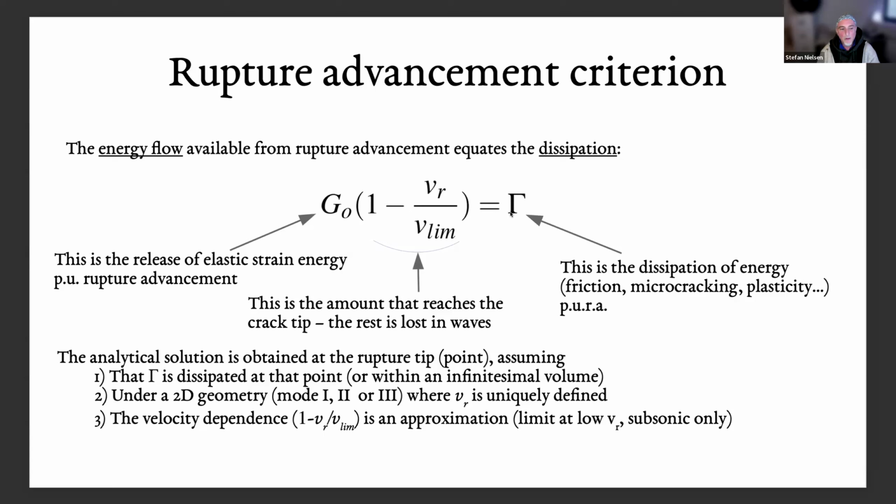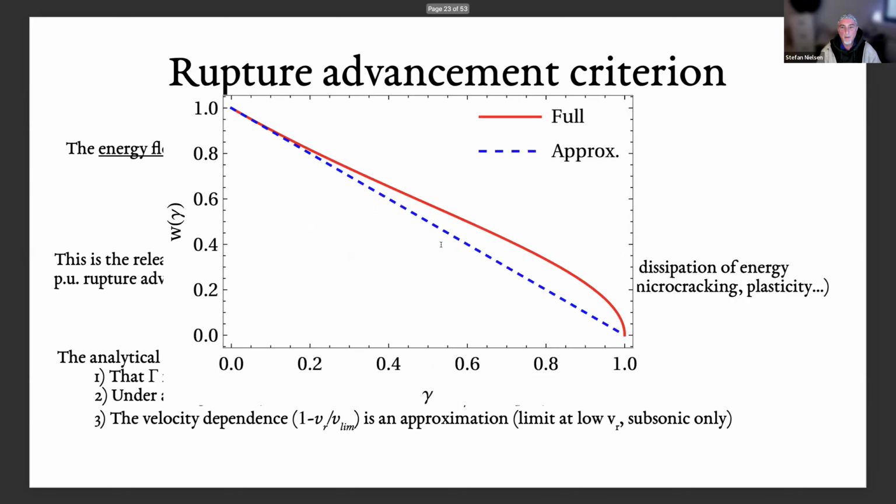The second limitation is that this solution is derived for two-dimensional problems, so either mode 1 or 2 or 3. And in that case, the limiting velocity is uniquely defined. And finally, this 1 minus VR over Vlim is an approximation. In fact, the actual solution is a little more complicated, but if you linearize it and look at the limit at low velocity, you get this. So this is an approximate solution for the propagating crack.